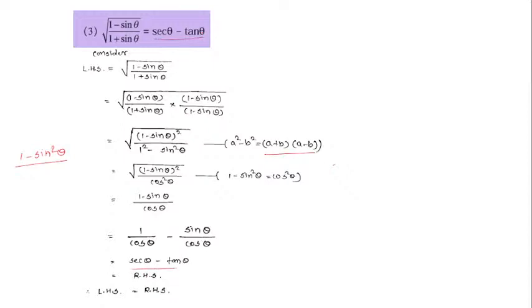So we have started with the left hand side and we have got the right hand side. So left hand side is equal to right hand side, and hence the result: square root of 1 minus sin theta divided by 1 plus sin theta is equal to sec theta minus tan theta. Okay, so this is the question.